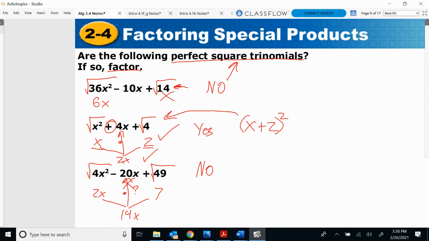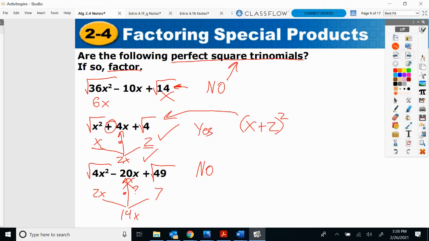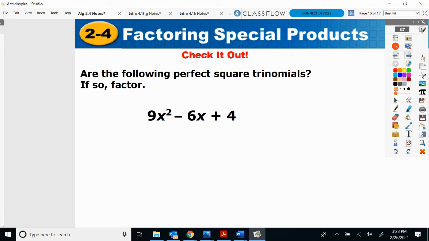All right. Try this one on your own. See what you come up with. See if that is a perfect square trinomial or not. And if it is, factor it. If it's not, you can simply just put a no and be ready to think of a reason on why it is not. All right, we'll pause the video, try that on your own, and then we'll see what you get for an answer.